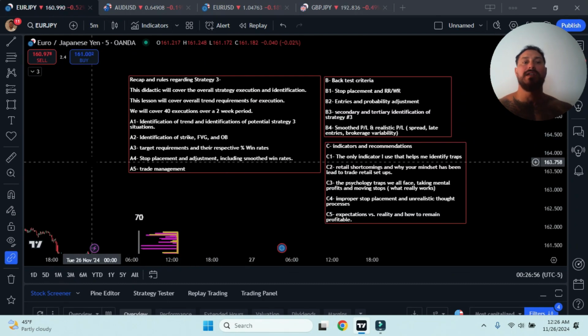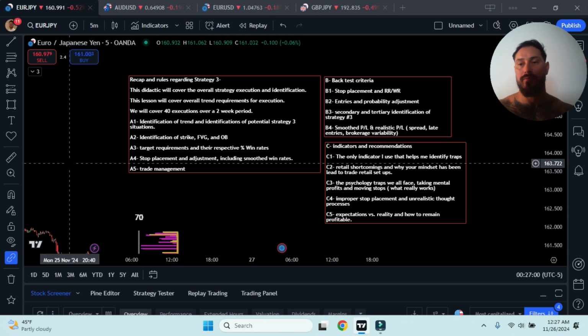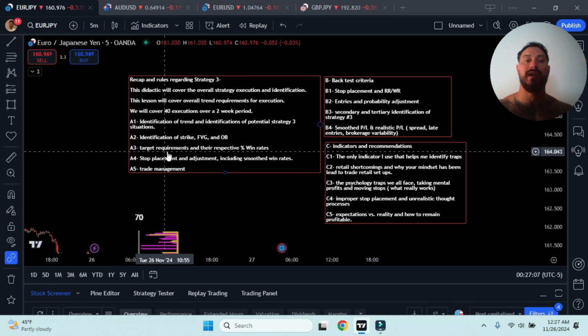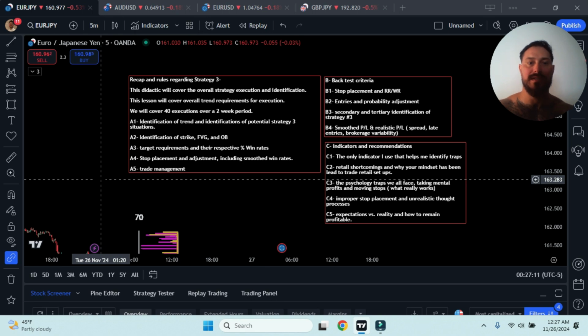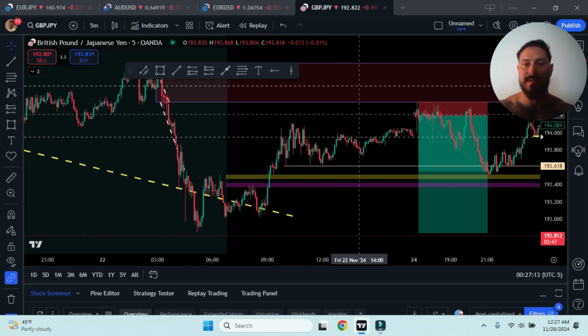Okay, so identification of trend and identification of potential Strategy 3 situations was the order block, fair value gap, and 2 to 3 attempts to break it consecutively lower. The identification of strike, FVG, and order block has been covered. And target requirements. Target requirements are quite simple.